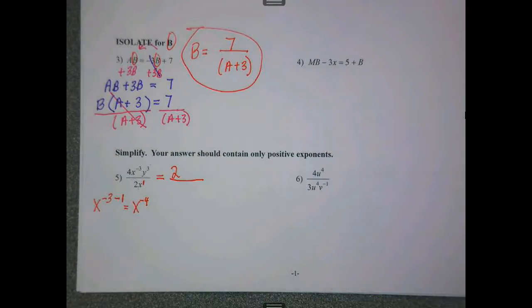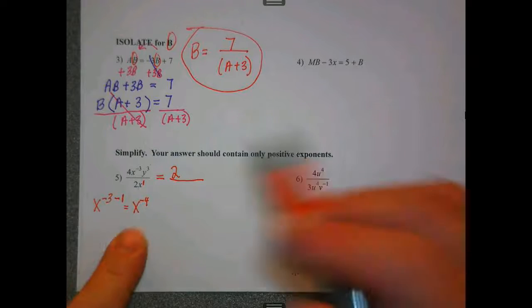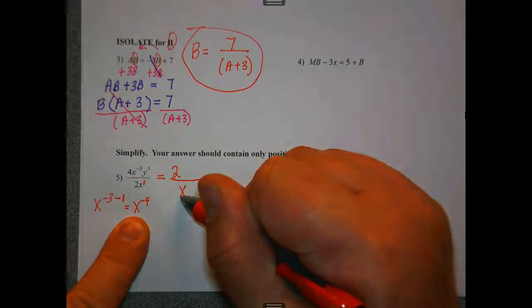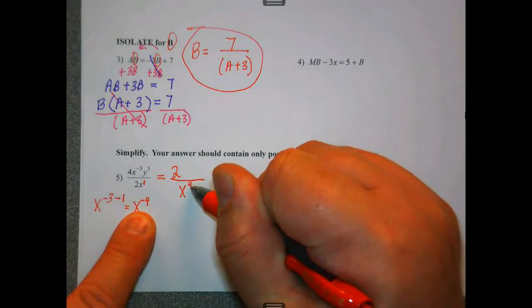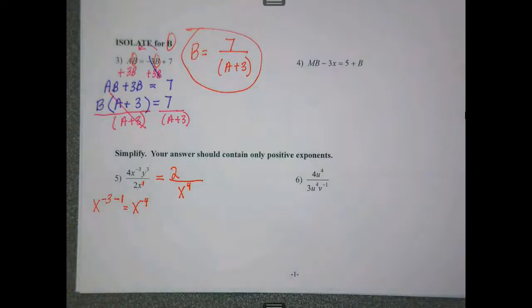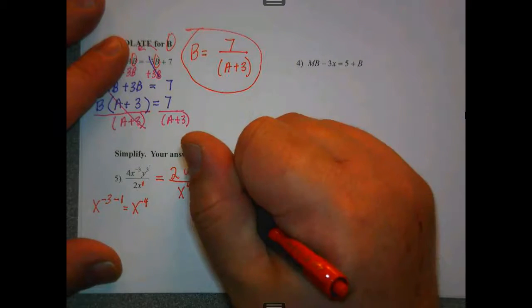The larger exponent for x is in the denominator, the bottom. So I'm going to put my x in the bottom, change it to a positive 4. Nothing to do with the y to the third.